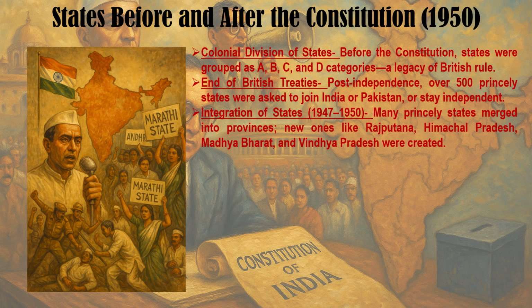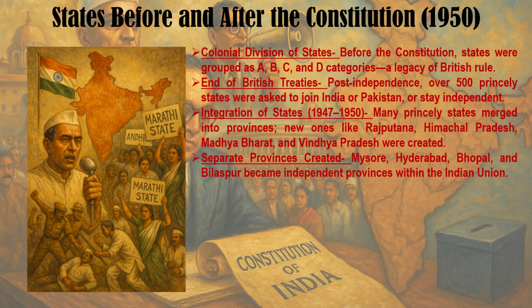So these were the new states which had been created during the period of 1947 to 1950, because most of the princely states merged to India. So Mysore, Hyderabad, Bhopal and Bilaspur became independent provinces within the Indian Union. However, they were under the Indian constitution. Who were these states? Once more, Mysore, Hyderabad, Bhopal and Bilaspur. So these were the newly created provinces under the Indian Union.